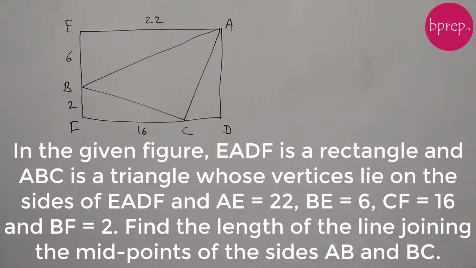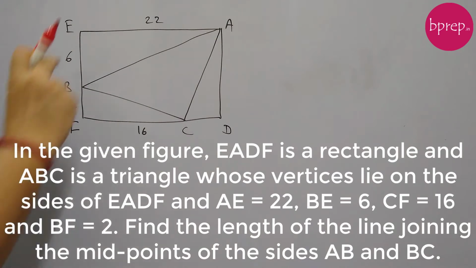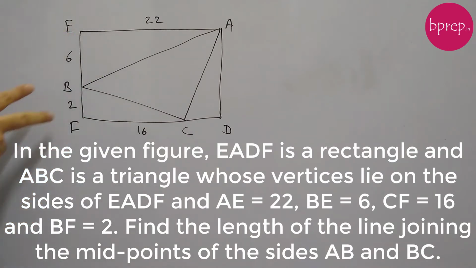Let's start. In the given figure, EADF is a rectangle and ABC is a triangle whose vertices lie on the sides of EADF, and AE equals 22. AD is given as 22, B is 6, CF is 16, and BF equals 2. So find the length of the line joining the midpoints of the sides AB and BC.